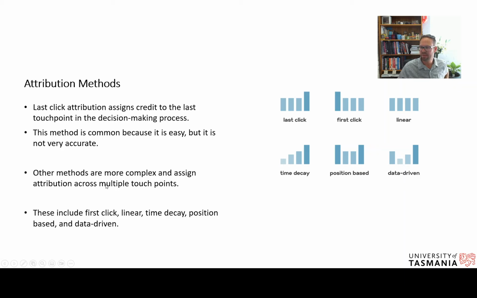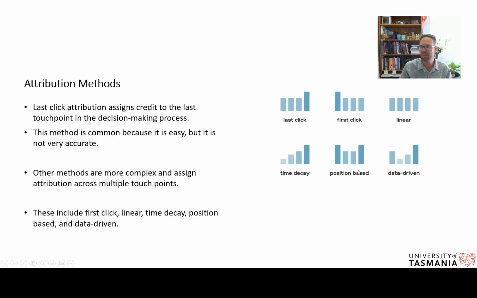Other methods are more complex and assign attribution across multiple touch points. This includes first click, so you go, well, the first thing that you did, when you searched for our product, was what caused you to buy the product the most. Then we've got linear, which divides it evenly across. Time decay is hard to explain. Just say if it was linear and we had 12.5% assigned, but the longer it takes, the less that 12.5 would drop to, say, 5%, and then 10%, but then over time it increases as it gets closer to the actual purchase time.